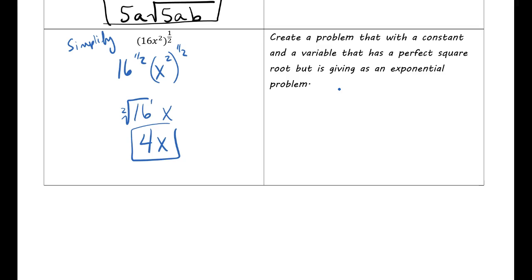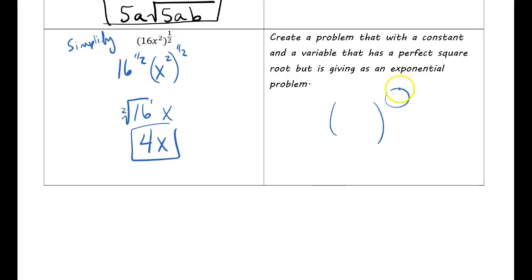Okay, so this is kind of tricky. Let's think about this a little bit. It has a constant and a variable, so we need to make up a number and we need to make up a letter, and we want it to have a perfect square root, but it's going to be given as an exponential problem. So we've got to make up something that has an exponent, but we want it to have a perfect square root.